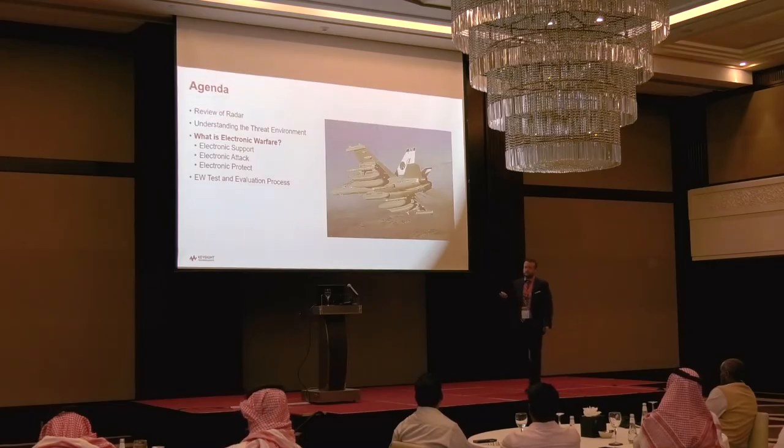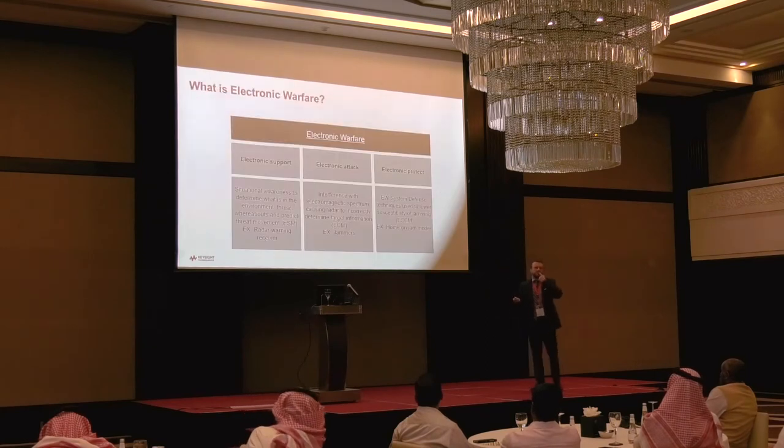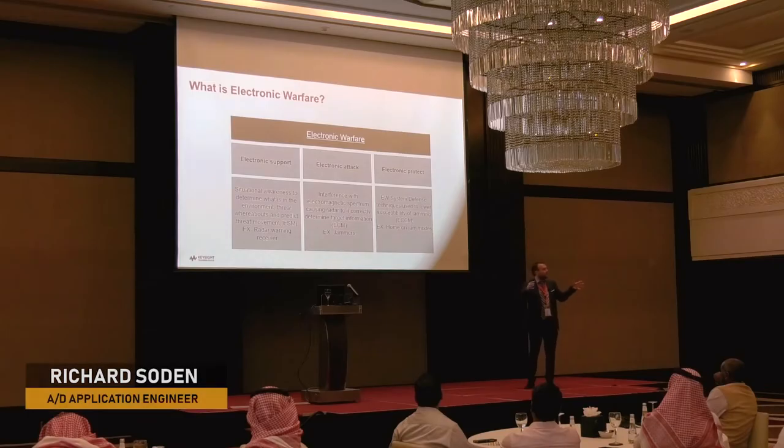So, now that we've covered radar systems, let's look at electronic warfare and what that means. Electronic warfare is split into three main groups. The first is electronic support, and that really is the idea, the notion of understanding what our environment actually looks like: what is the electromagnetic battlefield looking like around me today? A notion of understanding what the terrain is.